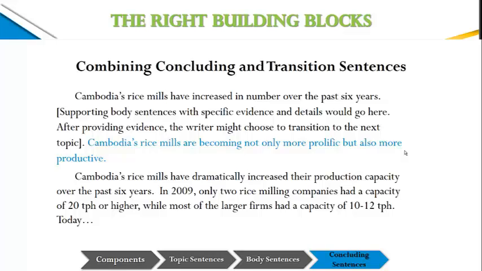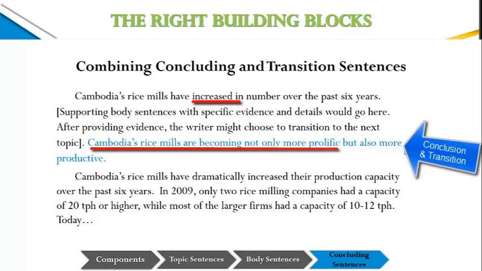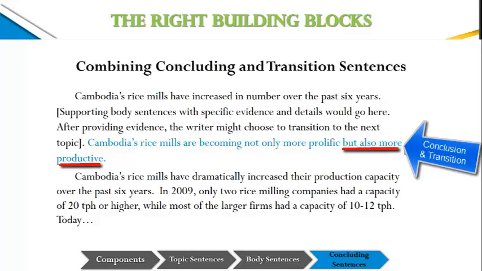But imagine that we have Cambodia's rice mills have increased in number, and then we have supporting body sentences that provide details, data, and specifics about their increases in numbers. Maybe their increases in numbers nationally, in particular major cities in the country, things like that. And then at the end of the paragraph, they might say something like, Cambodia's rice mills are becoming not only more prolific, but also more productive. So the first half of the sentence refers back to that main idea of the current paragraph, of increasing in number. And the second idea refers to the next paragraph, so the reader already knows that we're going to move into something about production.